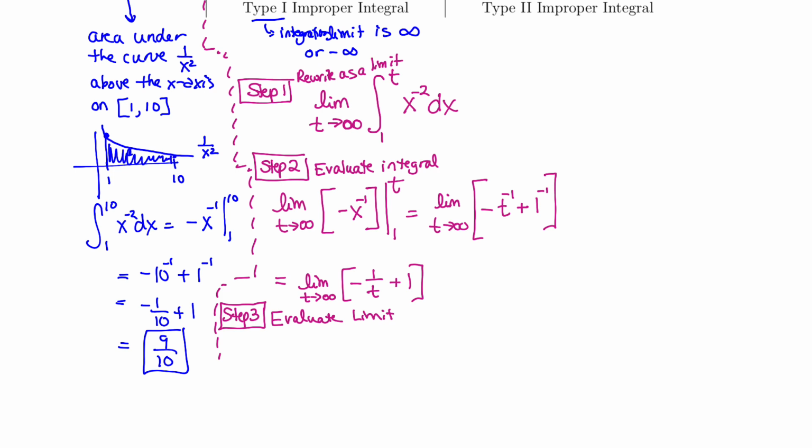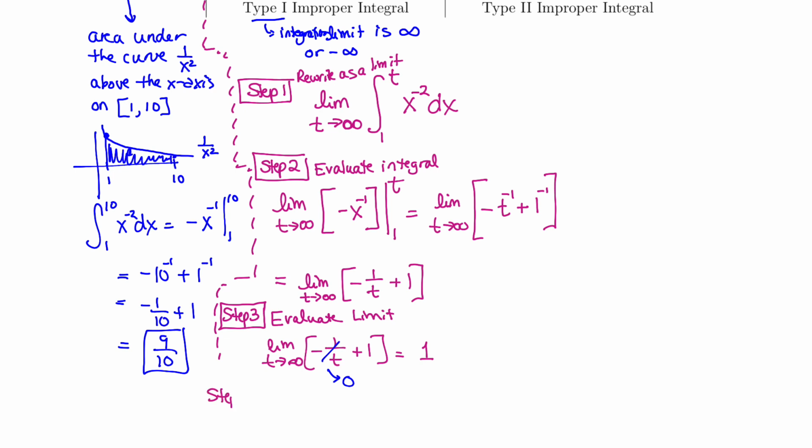As t goes to infinity, 1 divided by an infinitely huge number goes to 0. So my final limit is just 0 plus 1, right? So the limit as t goes to infinity of negative 1 over t plus 1 goes to 0, and so my final answer is just 1.